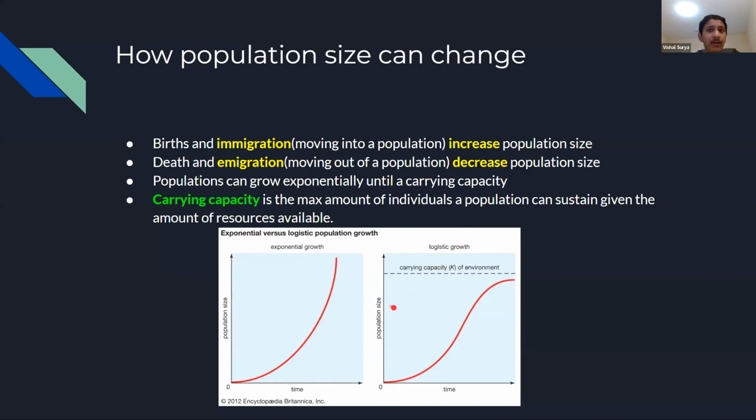But one thing about the carrying capacity, I said that's the maximum number of organisms that a population can support. However, sometimes populations can overshoot the carrying capacity. What I mean by this is, actually, let me get my snippet out.